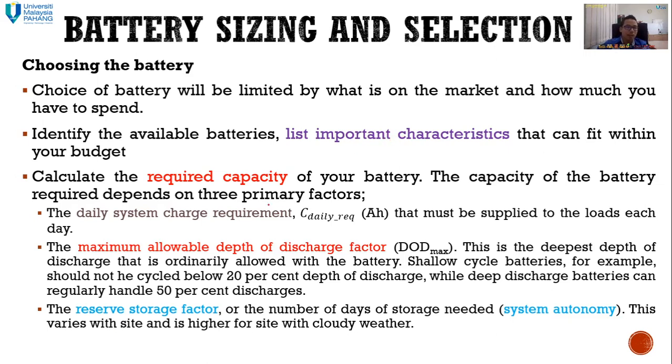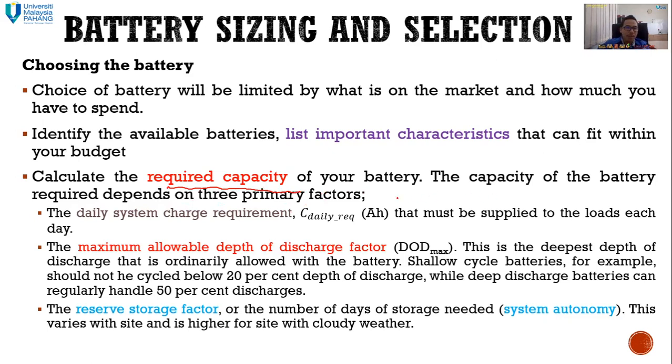So identify the available battery and its important characteristics that can fit within your budget. Normally you can Google anything, maybe on Amazon, AliExpress, Shopee, Lazada, RS Component, any website. You check the very basic things before you buy something. Then calculate the required capacity of your battery.